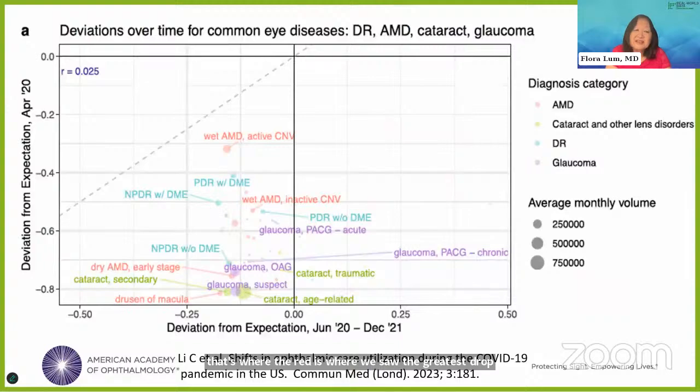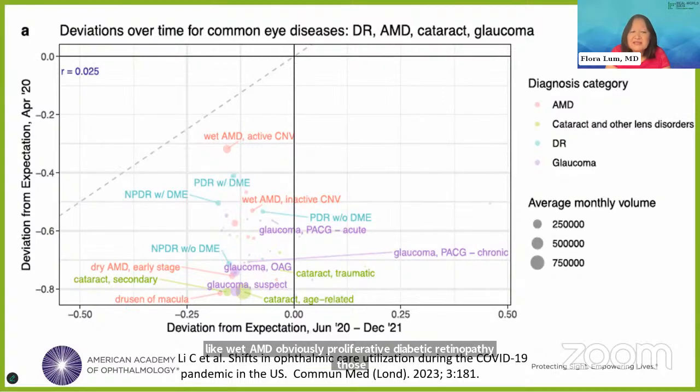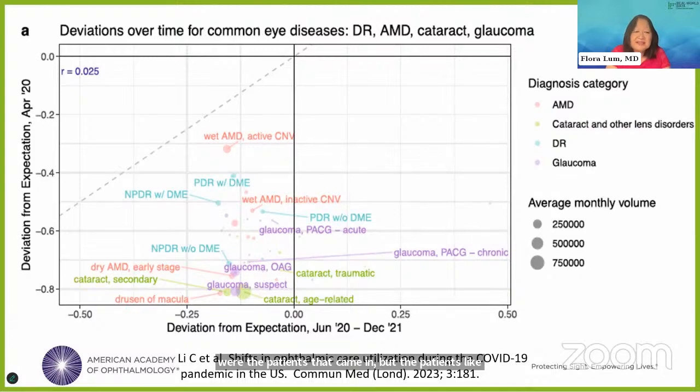And then you can see here, this dotted line is where we'd expect patient utilization to be one-to-one to what we expected. But you can see those conditions that are closest to what we would expect are the more urgent conditions, like wet AMD and proliferative diabetic retinopathy. Those were the patients that came in, but patients like glaucoma suspect or cataract did not come in for visits during this time, which would be expected.